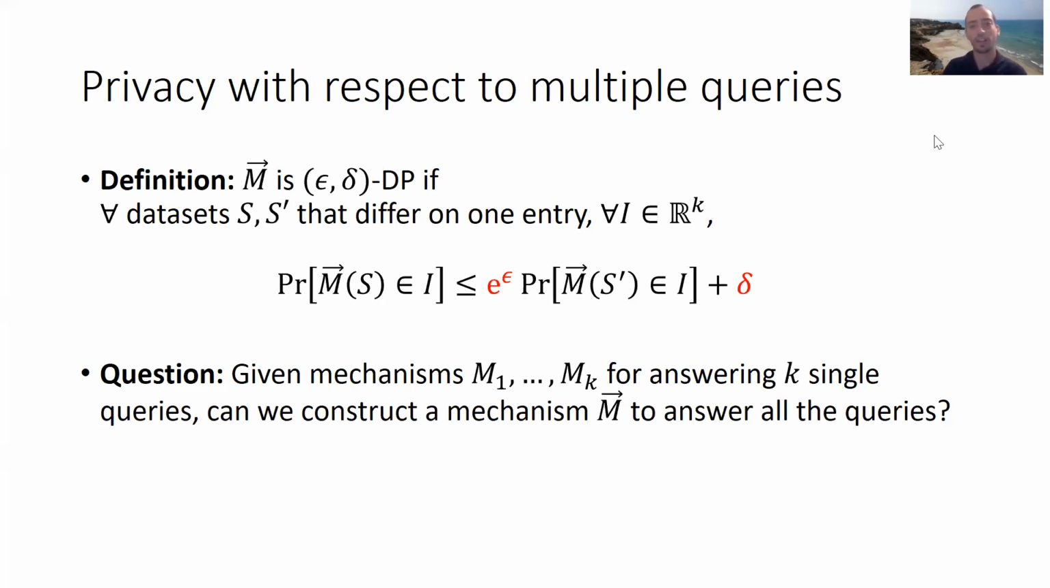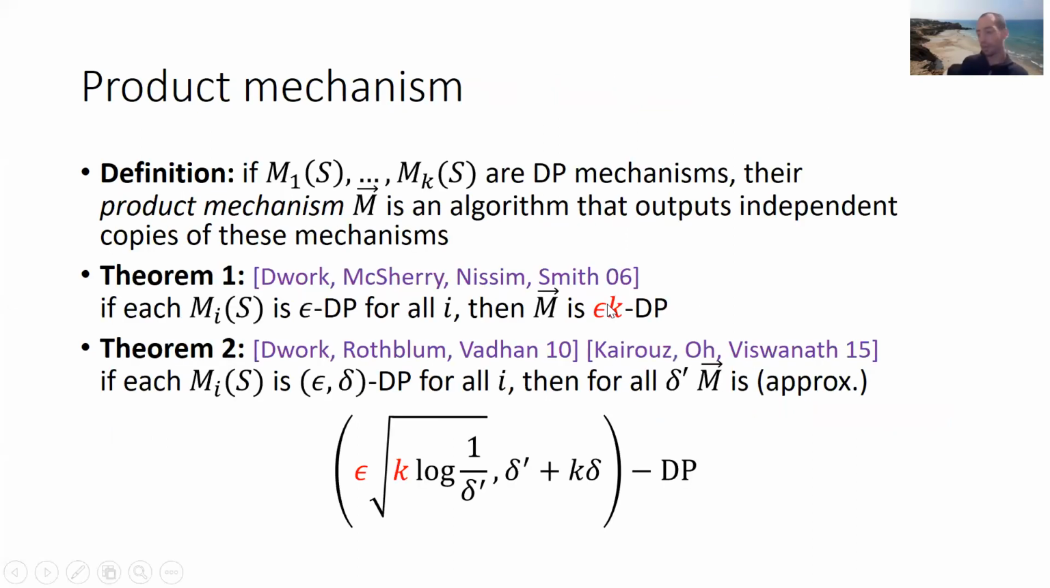Now that we defined epsilon-delta privacy for multiple queries, we can ask the following question. Let's say that you have mechanisms for each query separately. Can you have a mechanism that answers all the queries and jointly satisfies the differential privacy guarantee? Perhaps the most natural way to do it is just to execute all of these mechanisms using independent randomness. Each mechanism is randomized, so in order to answer all the queries, you just answer all of them with independent randomness.